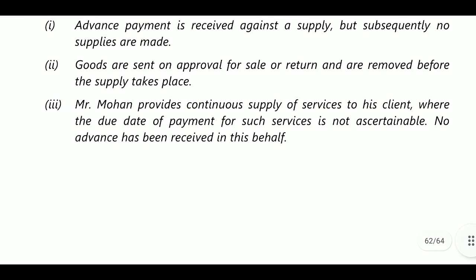Next, goods are sent on approval basis. Goods are sent on approval basis for sale or return and are removed before supply takes place. As per section 31(7), where you send the goods for sale on approval basis, there is a time limit: the invoice shall be issued before or at the time of 6 months from the date of removal, or expiry of 6 months, whichever is earlier. That is the time of supply.